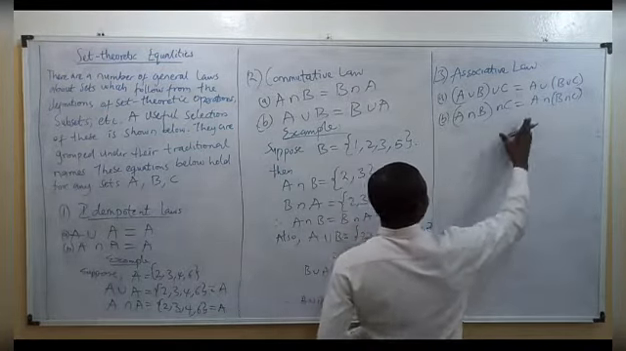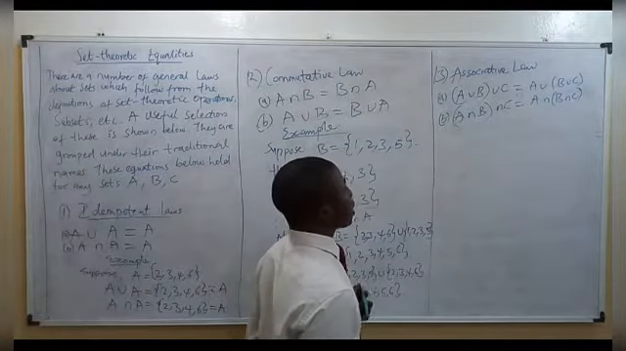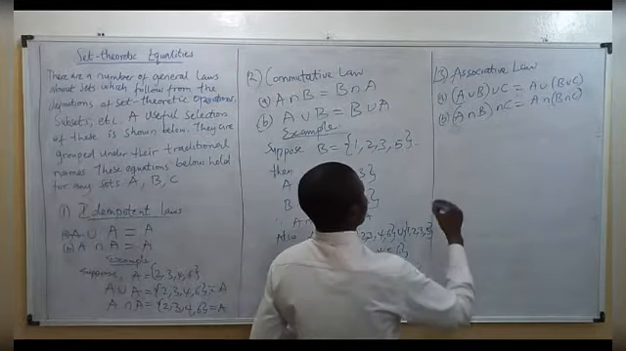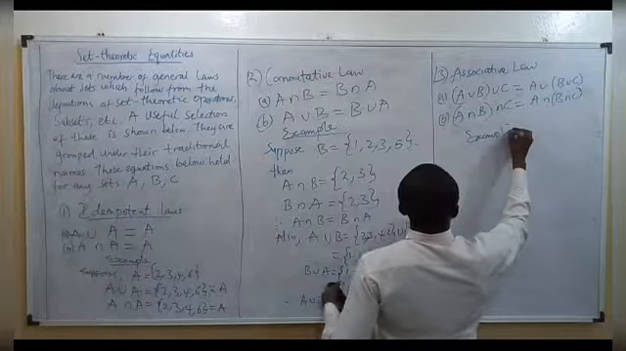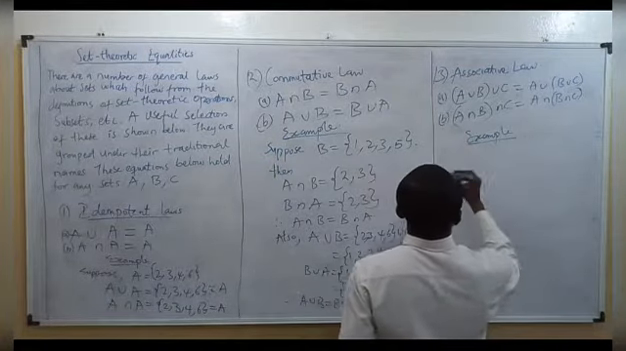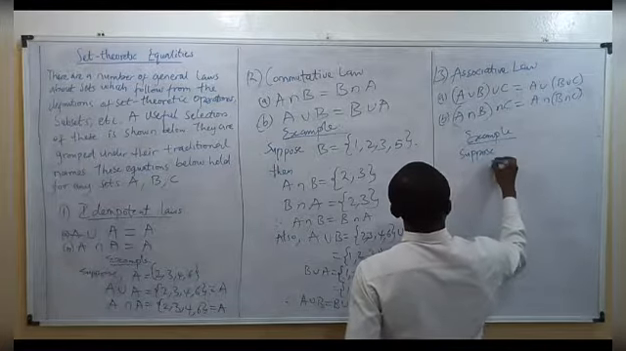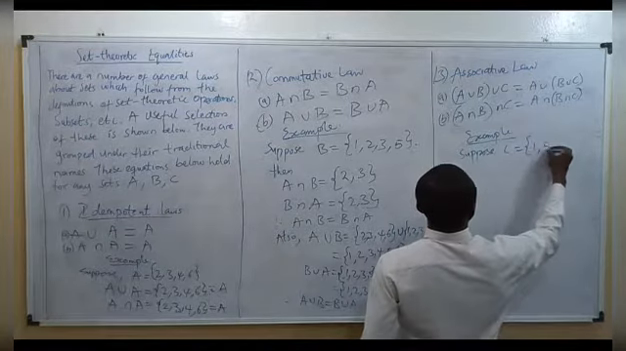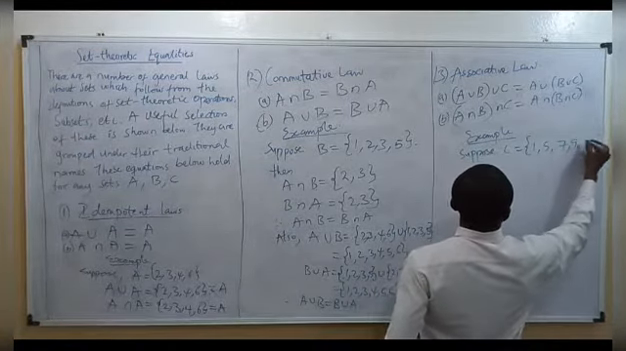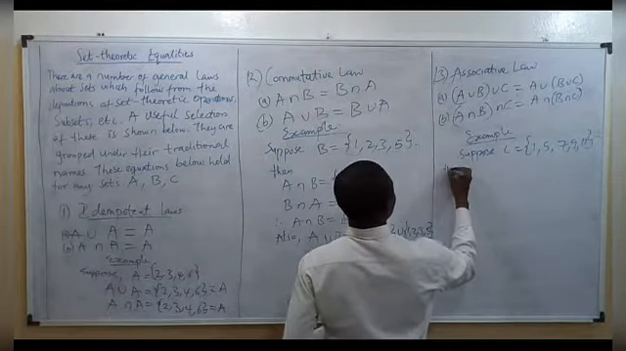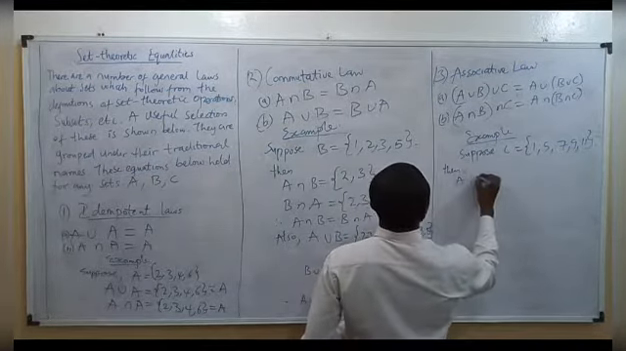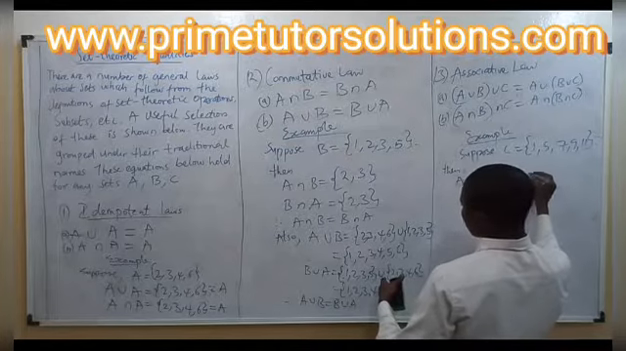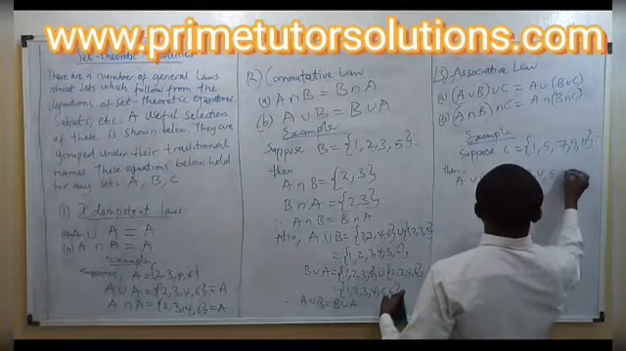Now you can test it by having an example. We still use the same sets A and B. Now suppose we have C. Let's just test the first one. Suppose C is equal to 1, 5, 7, 9, 11. Then A union B, as gotten here, is 1, 2, 3, 4, 5, 6.